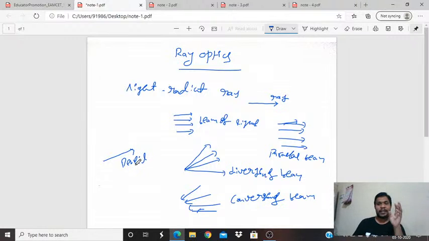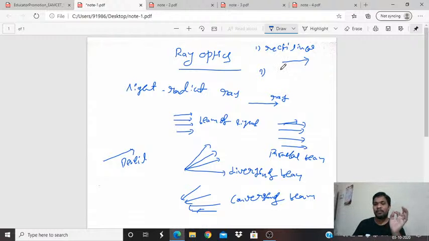And here we have mainly three properties of light. The first one is the law of rectilinear propagation. Rectilinear means light always travels in a straight line path. Always straight line. That's why it is called rectilinear path. And the second one is the law of independence.